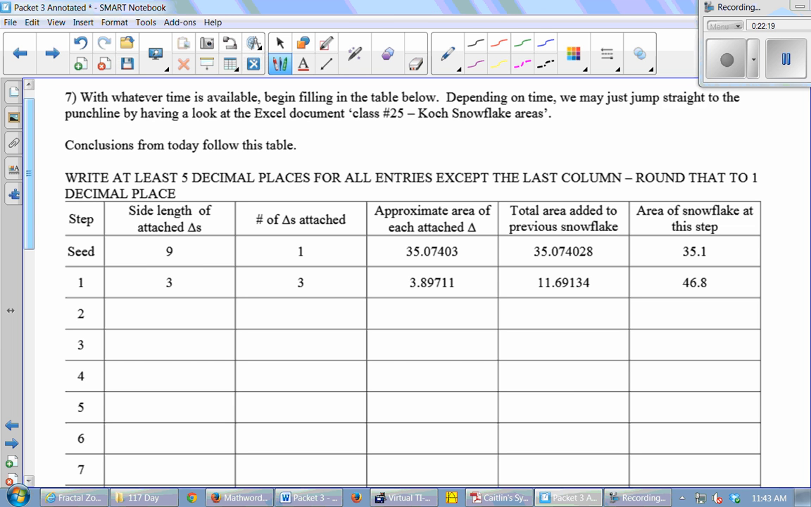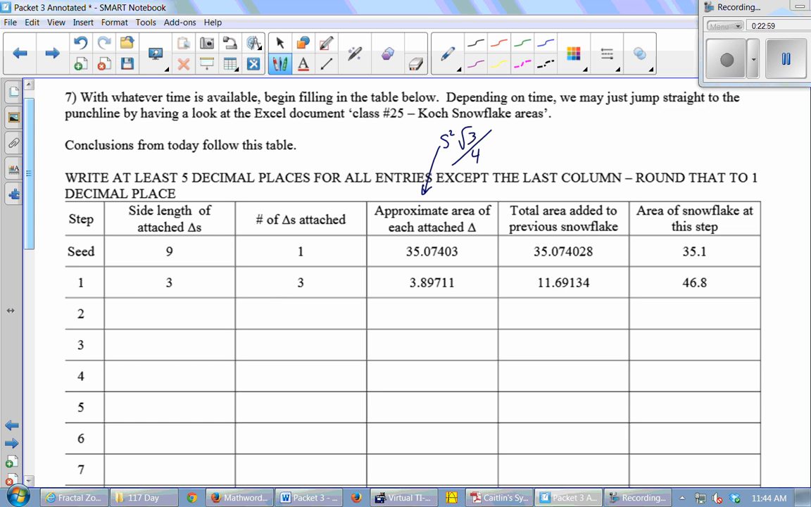So for the seed, each side is length 9, right? It's a single triangle. The approximate area of each triangle, this is where we use that formula S squared radical 3 over 4. So in this case, I did 9 squared times the square root of 3 over 4. You get 35.07. And then we had no area before the seed, so this is how much you add, and this is my area at the first step, 35.1. So all I've done here is take the area of the seed.